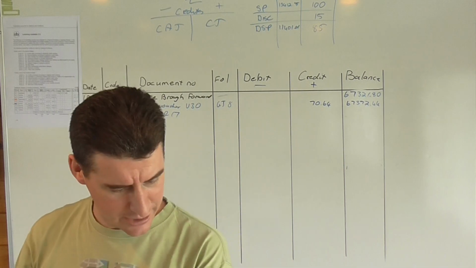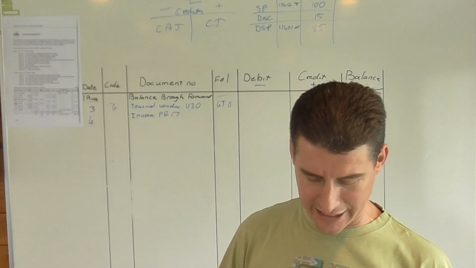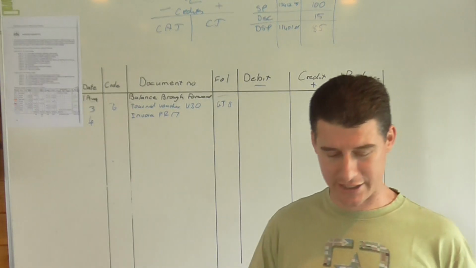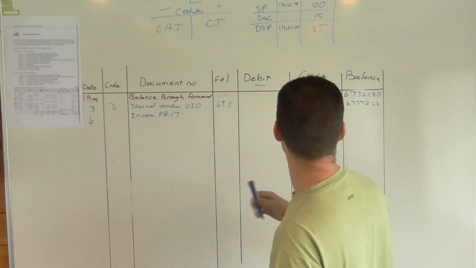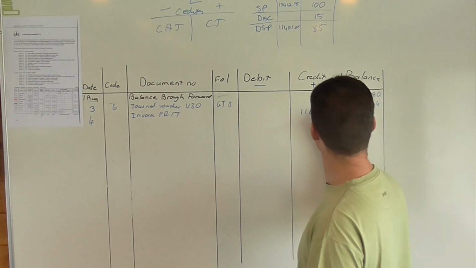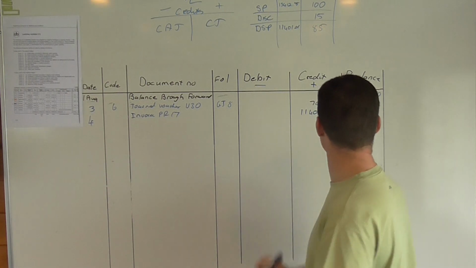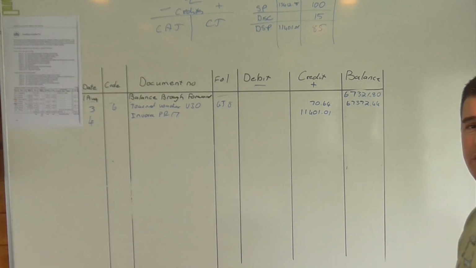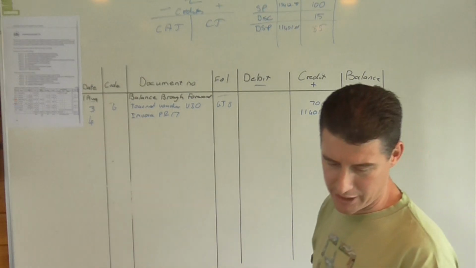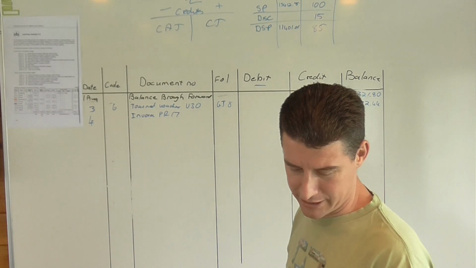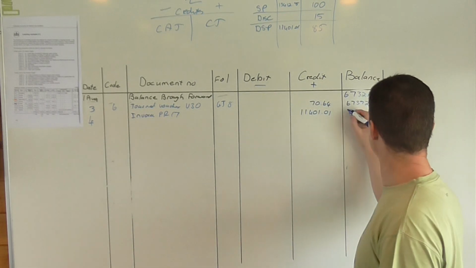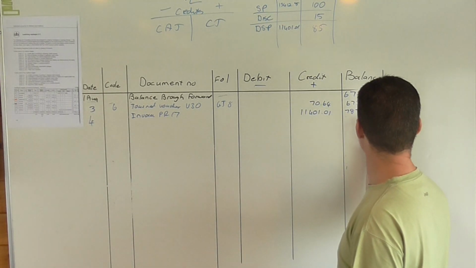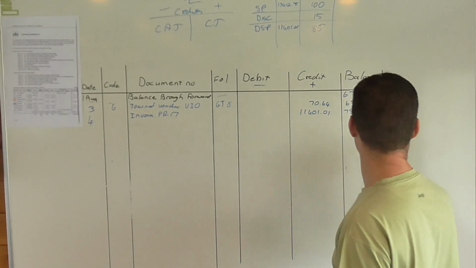Okay, so in other words, our creditors have increased now because we've purchased with that amount. It's 11401.01. So your balance will be 67392.44 plus 11401.01, which is 78793.45.